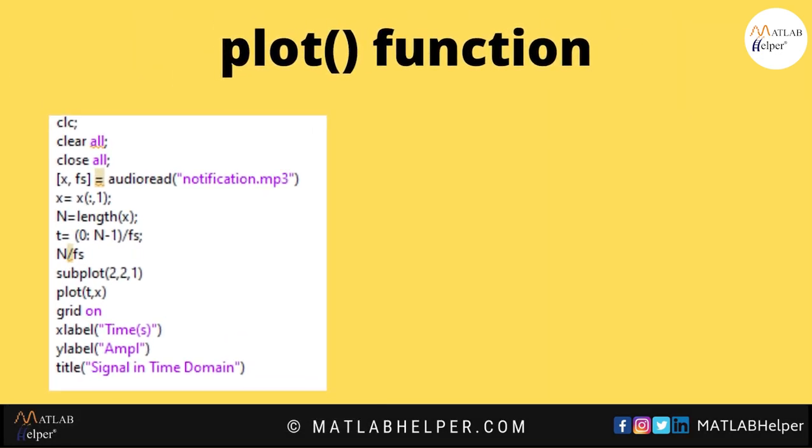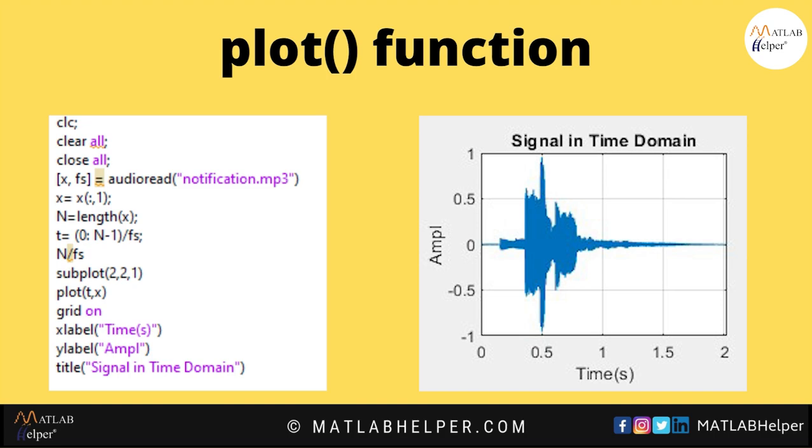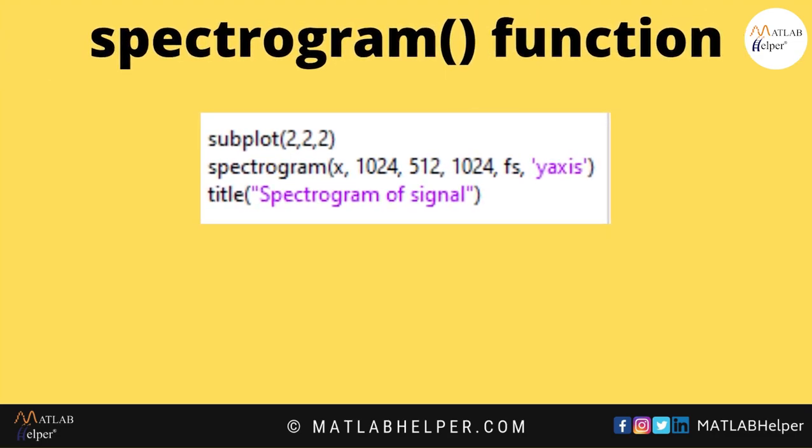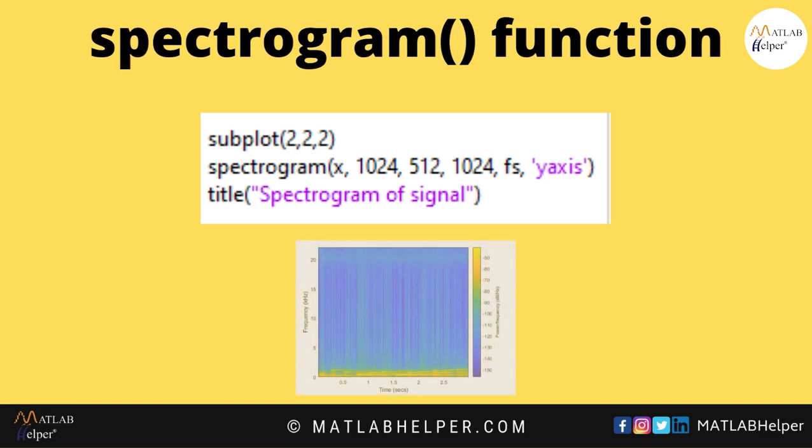After importing the audio, it gets stored in the variables and has a frequency of generally 44.1 kHz. We can use the plot function to plot the time domain graph after we set the value of t to be the respective time domain we require. A spectrogram is a visual representation of the spectrum of frequencies of a signal as it varies with time. We can plot the spectrogram of the signal using the spectrogram function.